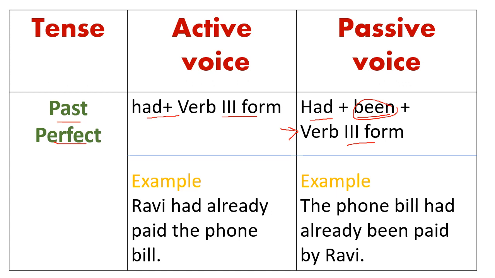Okay, see, Ravi had already paid the phone bill. Ravi is the subject. Ravi will become the object in passive voice, and before the object we will add by. What is the object in active voice? The phone bill. This object will become the subject in passive voice, the phone bill. Now had already paid. This is had plus V3. This will change according to this rule, that is had been paid. And already will be written before been. So the sentence is the phone bill had already been paid by Ravi. Clear?